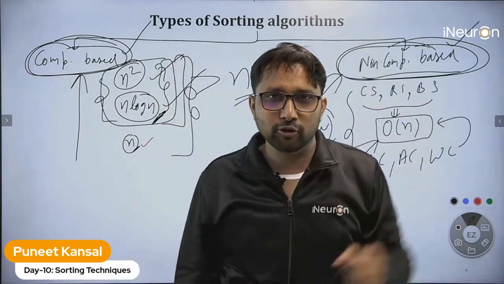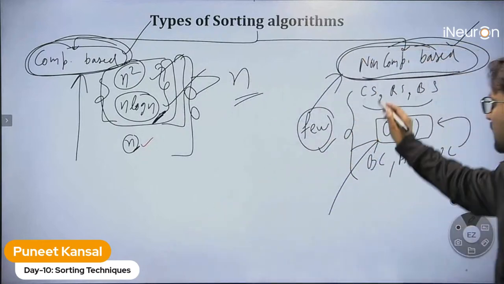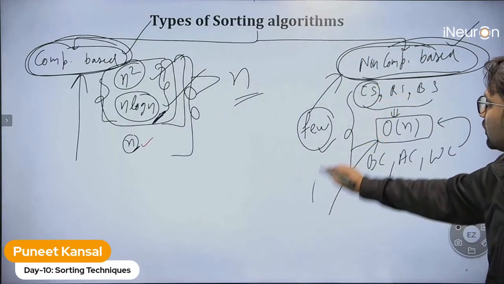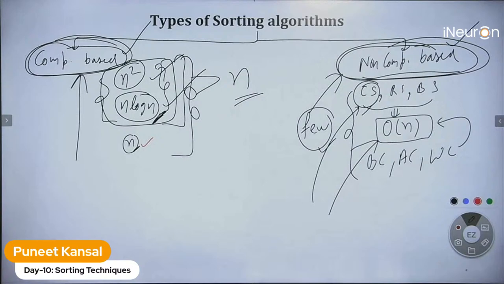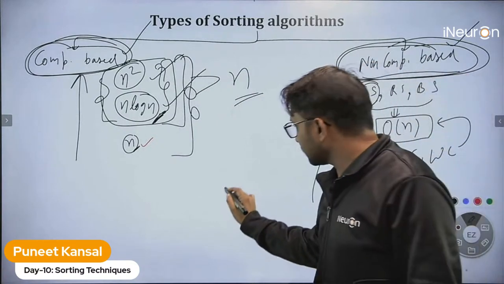Okay, for example, let me tell you. Let's suppose I'm asking the counting sort, counting sort, will you please sort these two numbers for me?